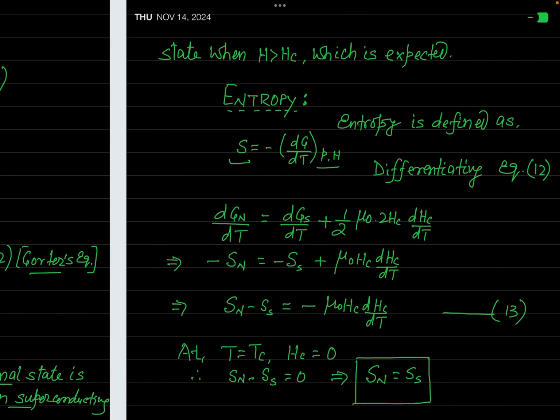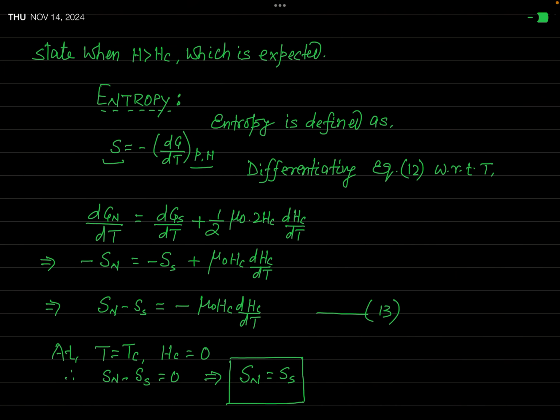So this will be dGn by dT equal to dGs by dT, plus half mu naught, and there is Hc square. First of all, Hc square will be differentiated with respect to Hc, that is 2Hc, and then Hc is differentiated with respect to T, which is dHc by dT. Now this 2 and this 2 will cancel out.